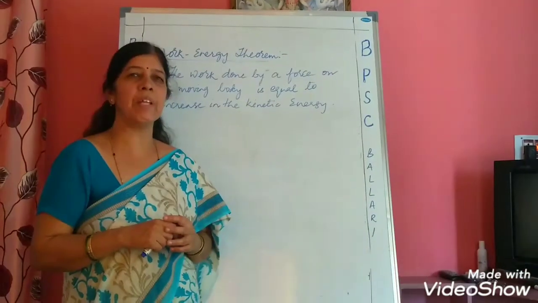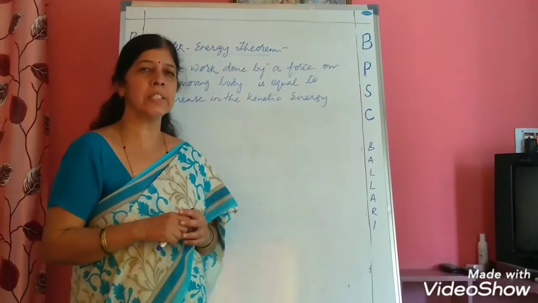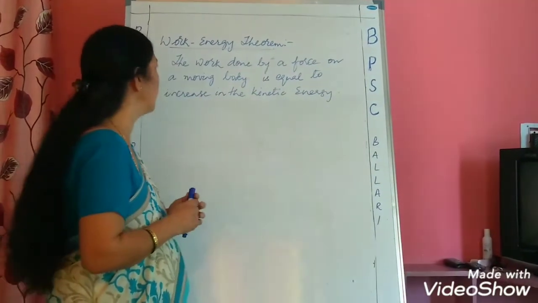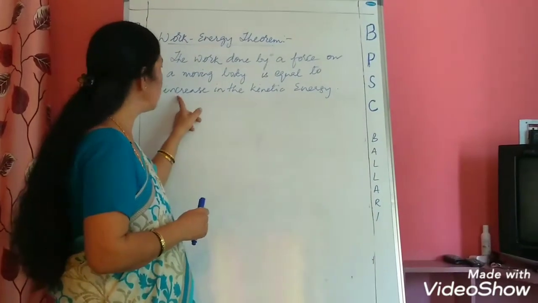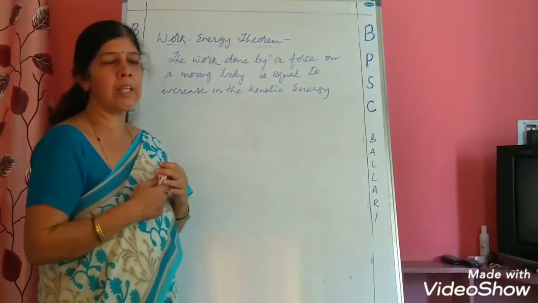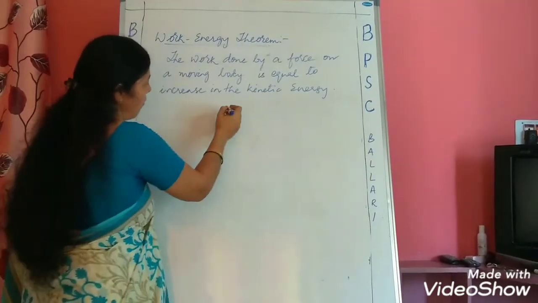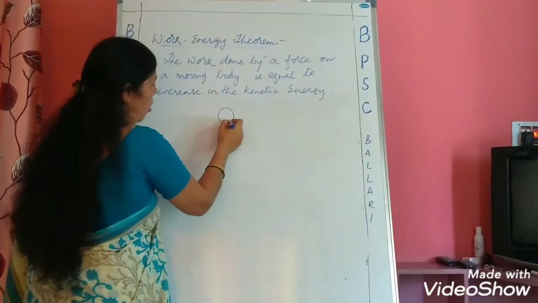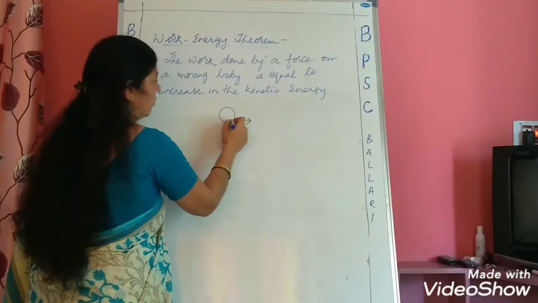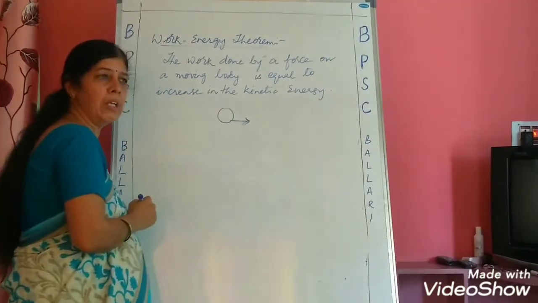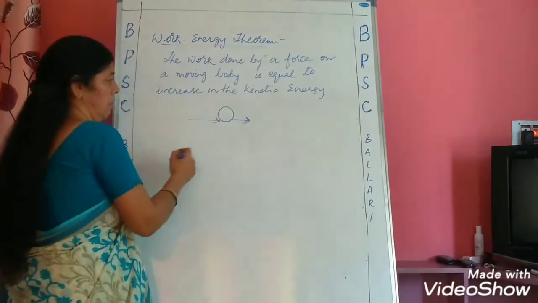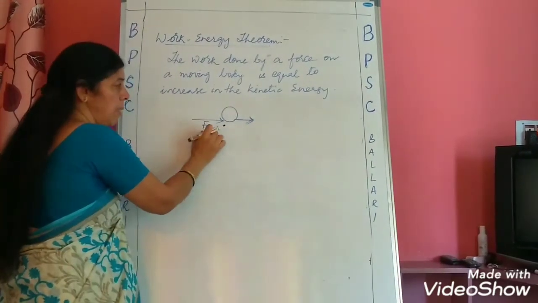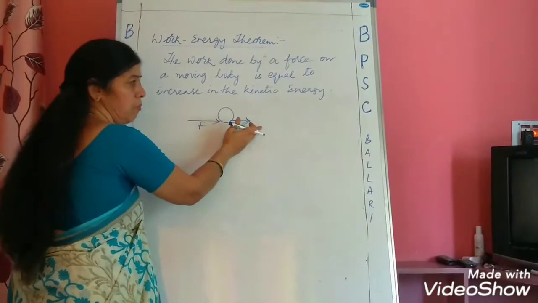Now let us learn a very important theorem, the work energy theorem. Here is the statement of the theorem. The work done by a force on a moving body is equal to the increase in the kinetic energy. Now suppose I have a body here, which is already moving, and I will apply force in the direction of motion. This is the force applied on the body in the direction of motion.